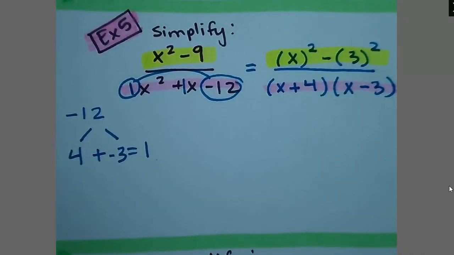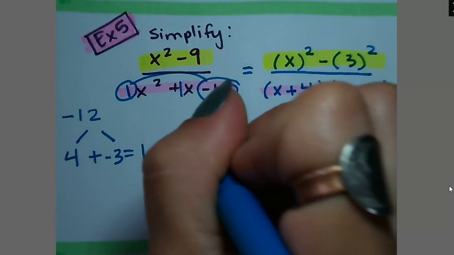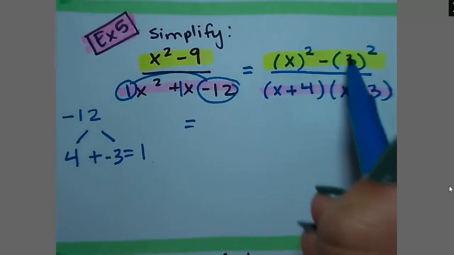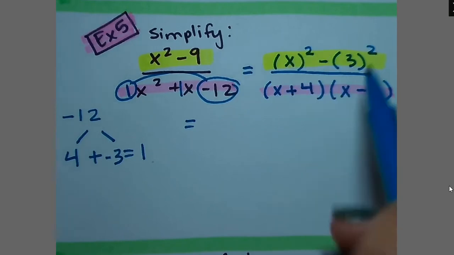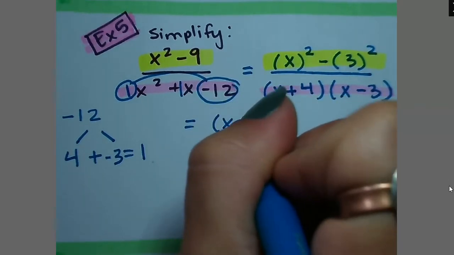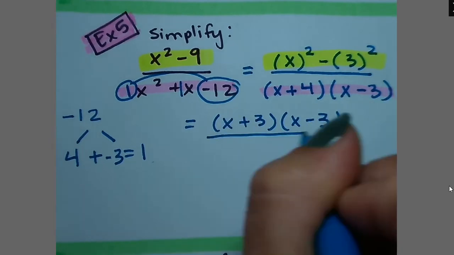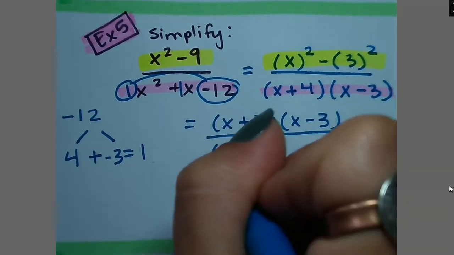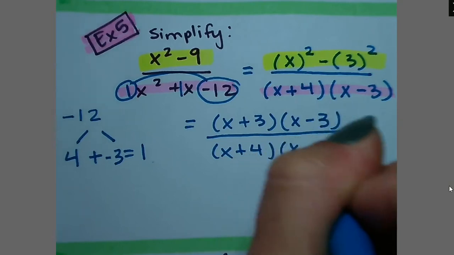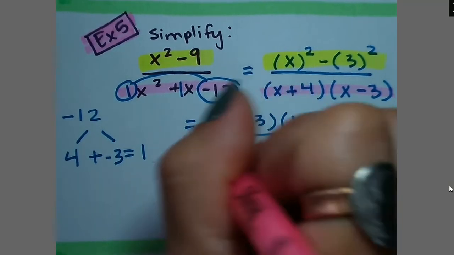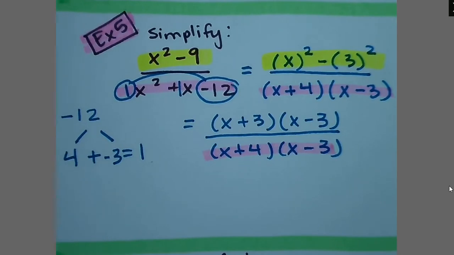And we weren't quite done factoring the top yet, so let's just go ahead and do that. Since I'm using my difference of squares, it's going to be x plus 3 times x minus 3. All right, and on the bottom, we still have x plus 4, x minus 3. All right, again, this is my bottom factored, and this is my top factored.